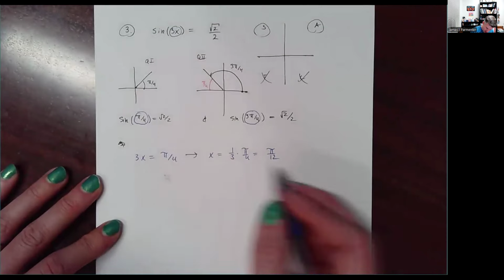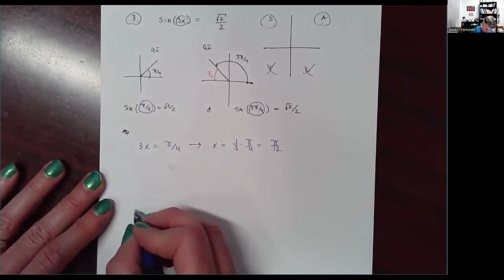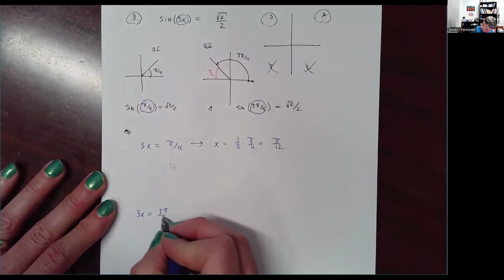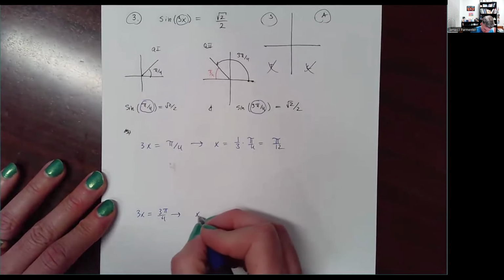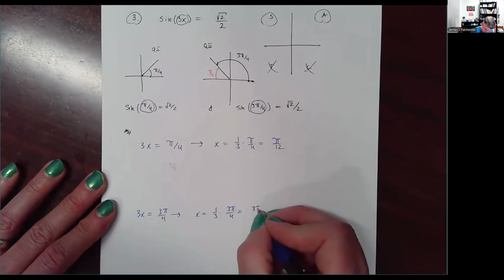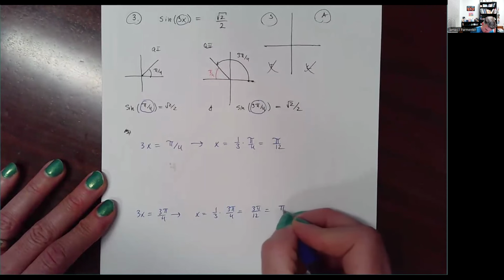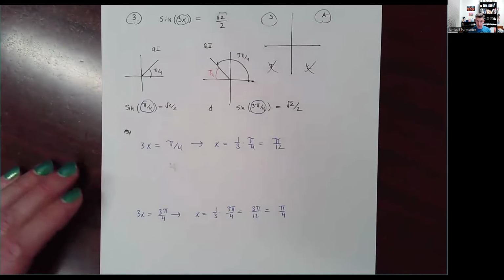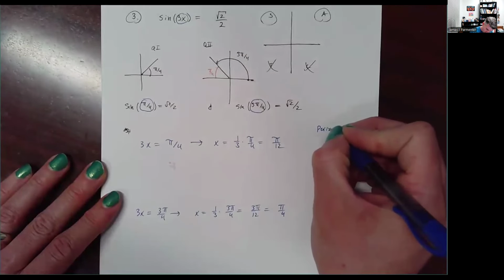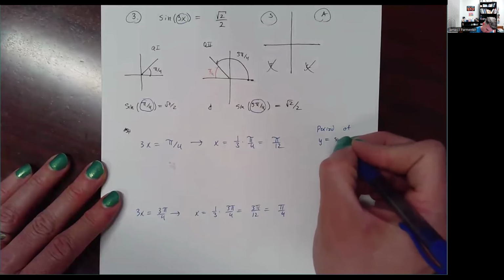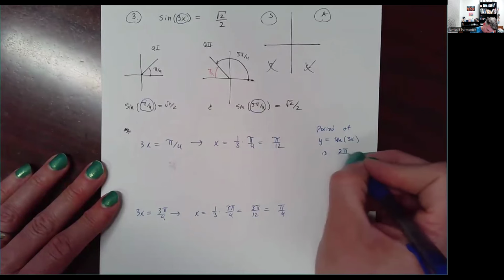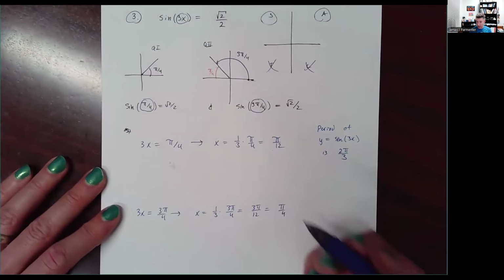Similarly, if 3x is equal to 3 pi over 4, then we're going to get x equal to 1/3 times 3 pi over 4, which is 3 pi over 12, which reduces to pi over 4. And then to get the rest of the answers, we're going to take the period of this function. The period of y equals sine of 3x is 2 pi divided by 3. And we're going to add that on to get another answer.